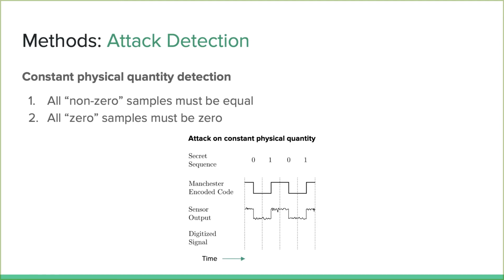So to give you an example of this detection method, we're going to go through 2 quick cases. The first is for a constant physical quantity, like a thermistor, so our measurements will be flat. The first constraint we have to tell whether or not the signal is valid is that all non-zero samples must be equal. Essentially, we confirm that all the samples are flat. And secondly, all zero samples must be 0 volts or some zero biased voltage. Essentially, when the sensor is off, we get no signal output from the sensor.